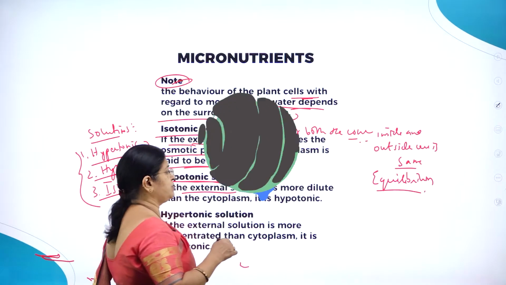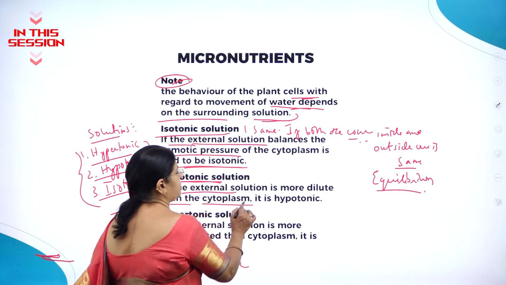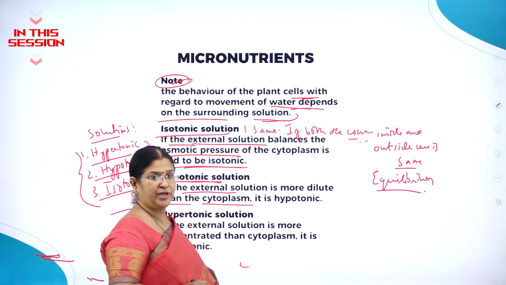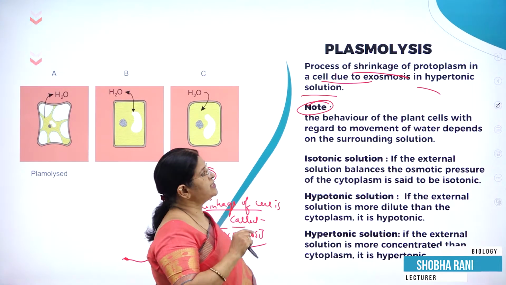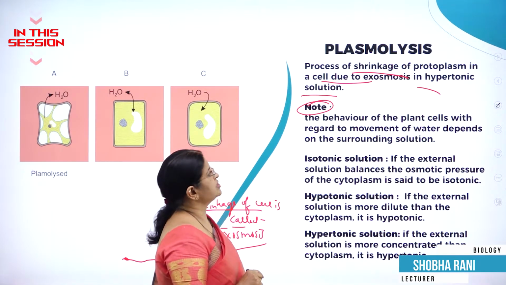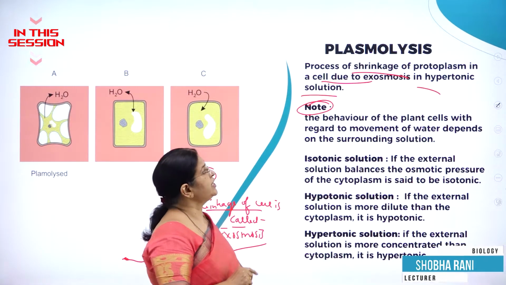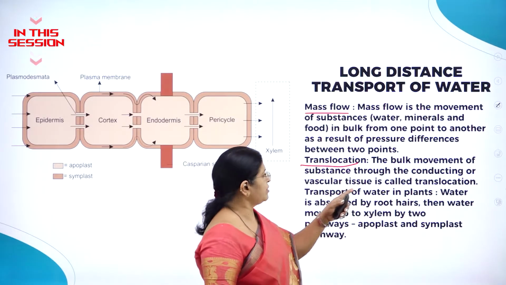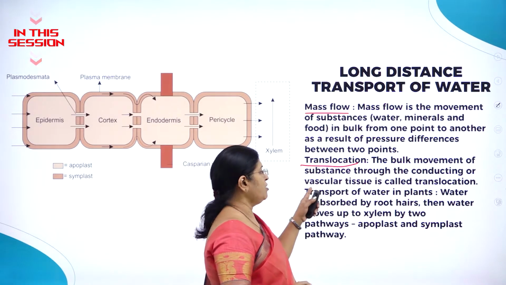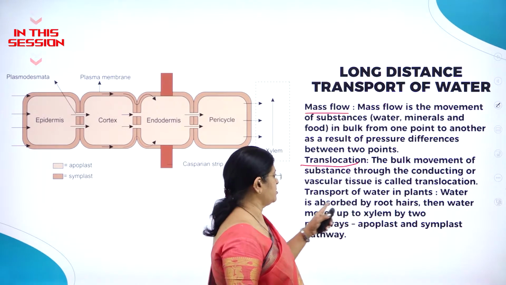If the external solution is more dilute than the cytoplasm, it is called hypotonic solution. Process of shrinkage of protoplasm in a cell due to exoosmosis in hypertonic solution is called plasmolysis. What is translocation? The bulk movement of substance through the conducting or vascular tissue is called translocation.